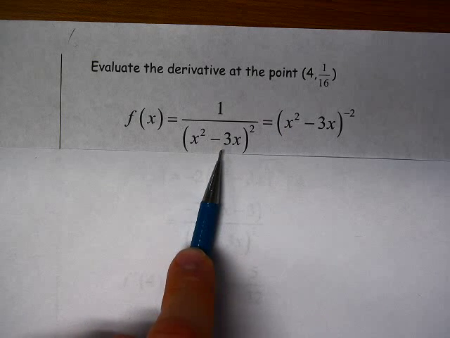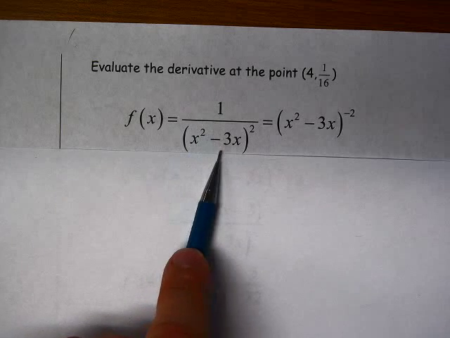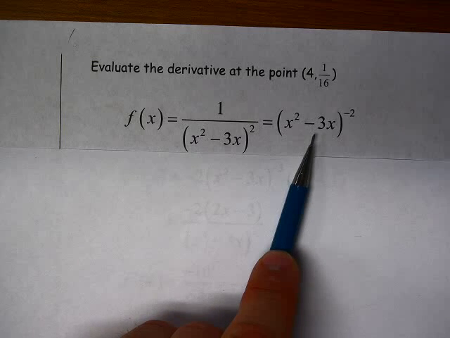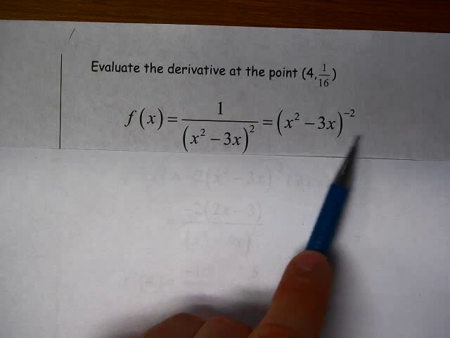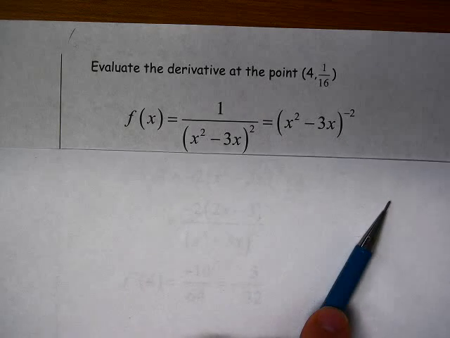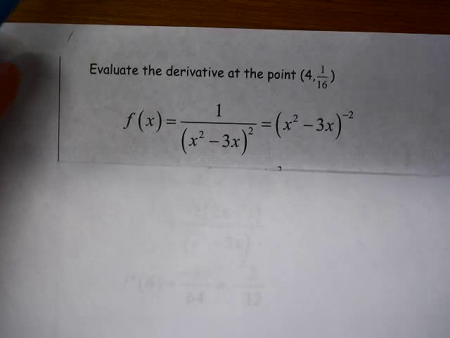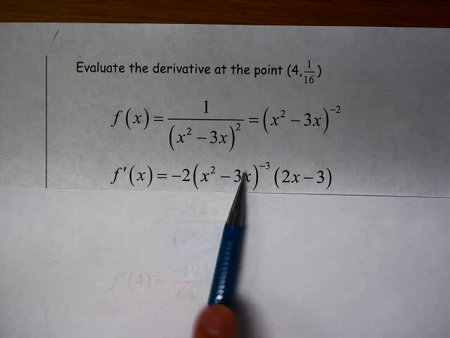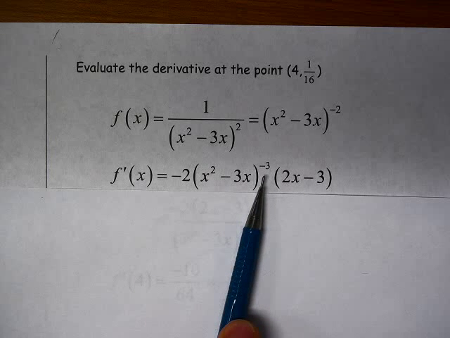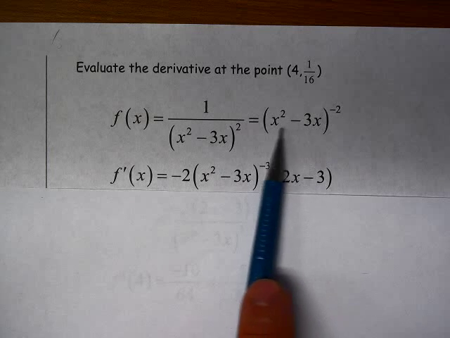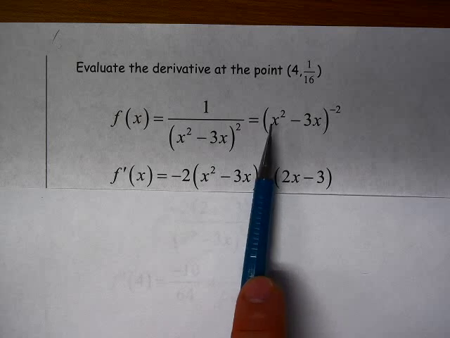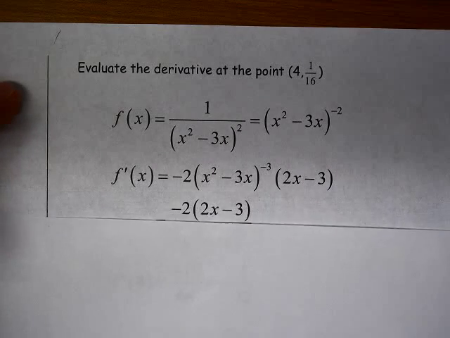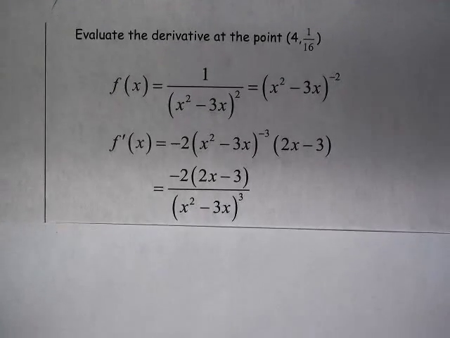So again, I want to write this just as a power. So rather than 1 over this quantity squared, I rewrite it as that quantity to the negative 2. And here again I have a composite function. The inner part is x squared minus 3x. The outer part is this quantity to the negative 2. So I'm going to multiply the negative 2 in front and subtract 1 from the exponent. So it becomes negative 2 times that same quantity to the negative 3. Then I multiply by the derivative of the inner part, and so I get 2x minus 3 there. So when we clean that up, it starts to look like that.